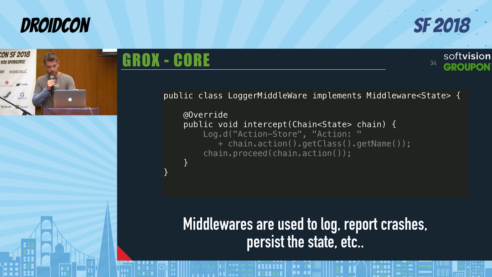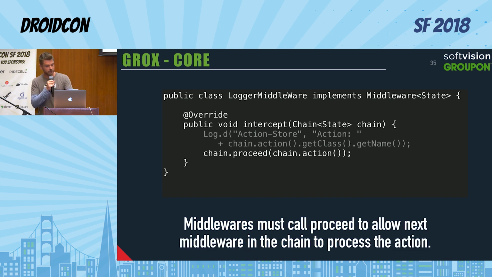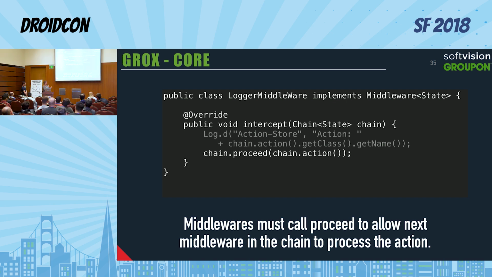And the most important idea is that you will have, inside every intercept method, to call the method chain.proceed. So when you call this method, you're saying to the next middleware in the chain, okay, that's your turn now to intercept. So you have to call this method. Otherwise, at runtime, we're going to throw an error.